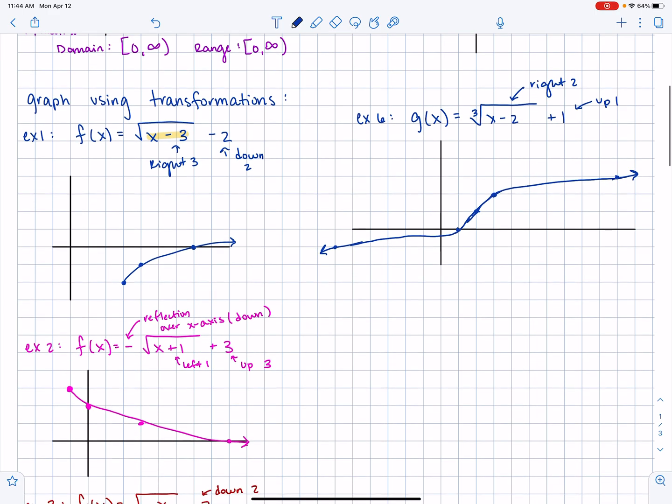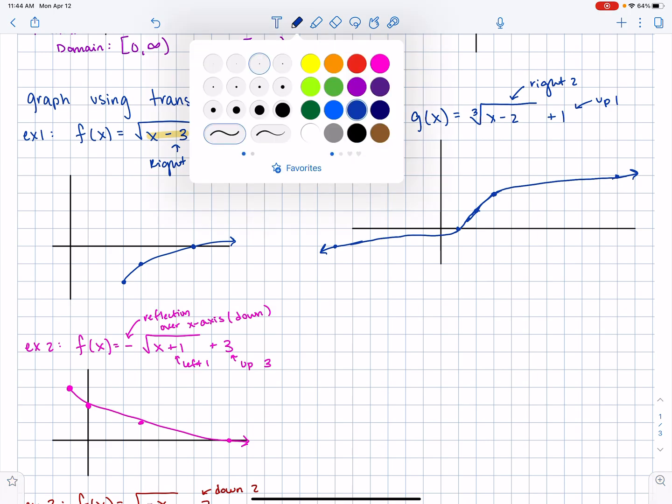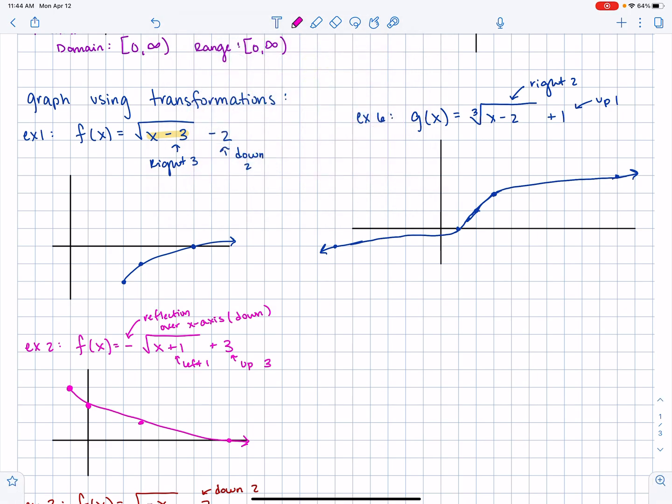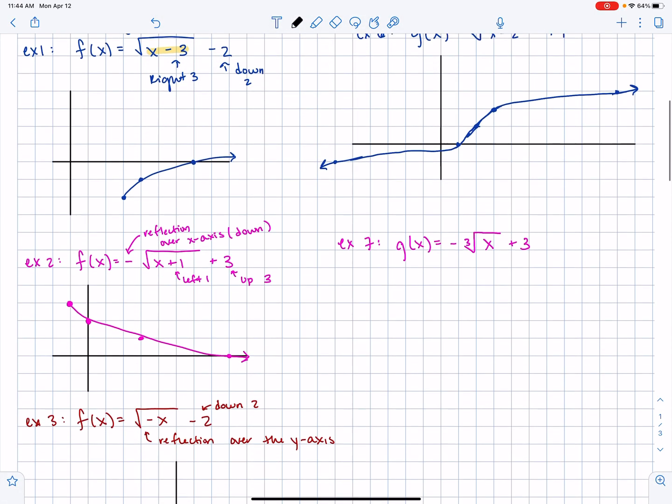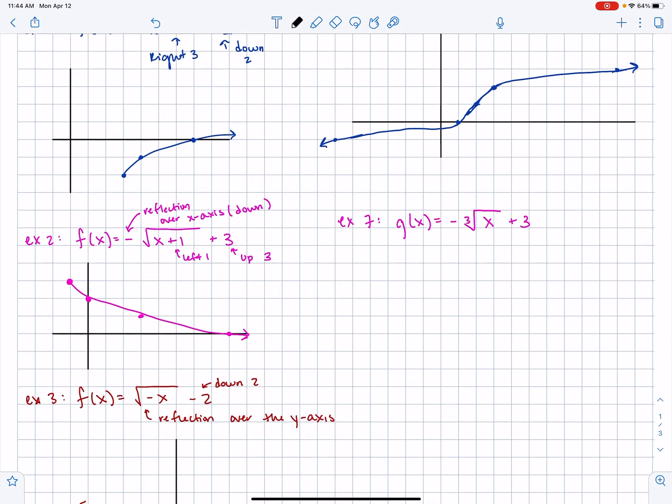All right, so now let's look a little bit at a reflection. Example 7, and I only have a few of these for you to work with your cube roots. g of x is equal to the negative cube root of x plus 3. So when we have this, it's now going to be reflected over the x-axis. The thing about your cube roots is that your reflections start to look the same. You just have to be careful which way they're going, kind of like your parabolas.